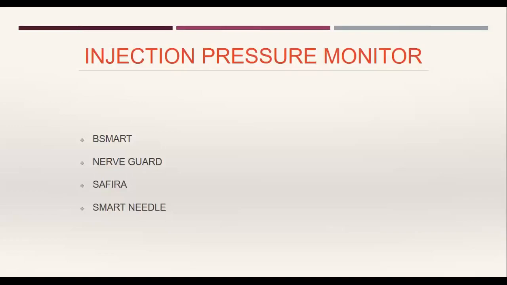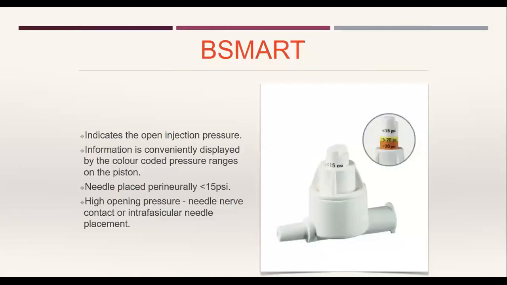Coming on to the injection pressure monitor, there are many modalities: B Smart, Nerve Guard, Sapphire, and Smart Needle. B Smart indicates the opening injection pressure. The information is conveniently displayed by color-coded pressure ranges on the piston. A needle placed perineurally will have less than 15 psi. High opening pressure, more than 20 psi, indicates needle-nerve contact or intraneural or intrafascicular needle placement. So the ideal is less than 15 psi, with the needle placed perineurally.